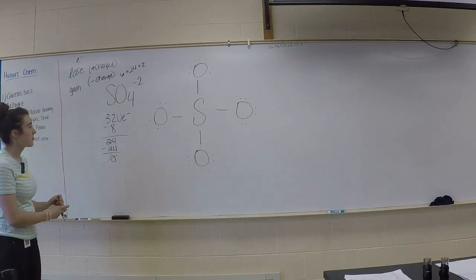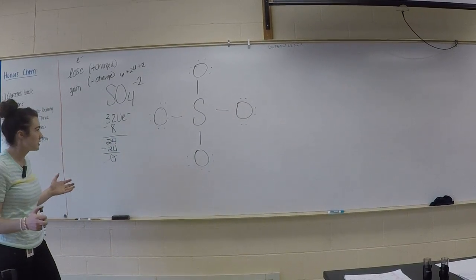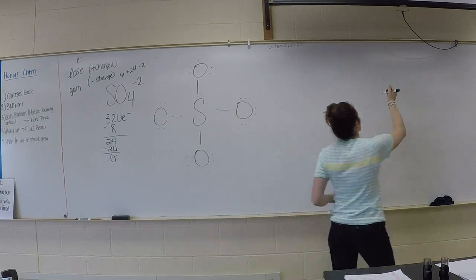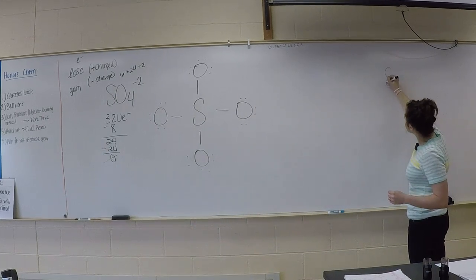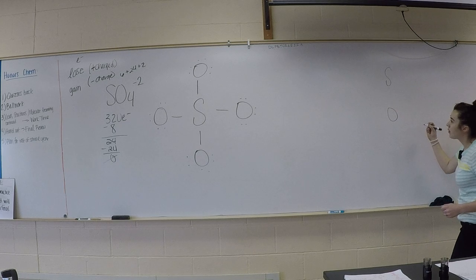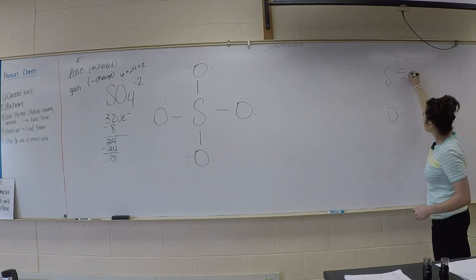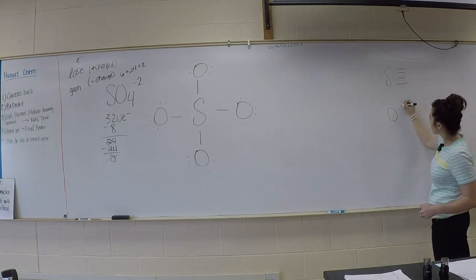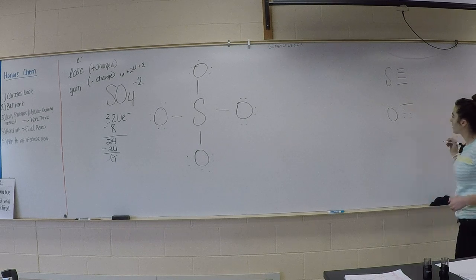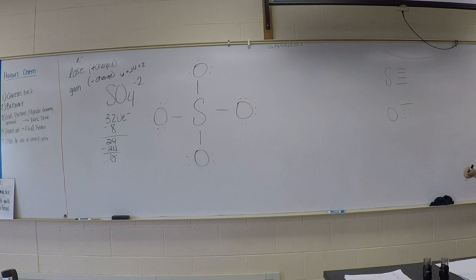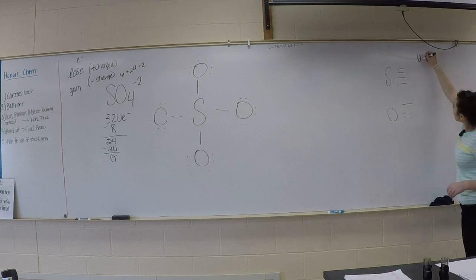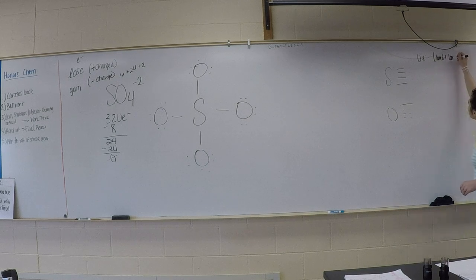Okay, so let's check our formal charges. So, sulfur has 4 bonds. Oxygen has 1 bond and 6 loners. I am writing it one more time. Bonds plus lone.